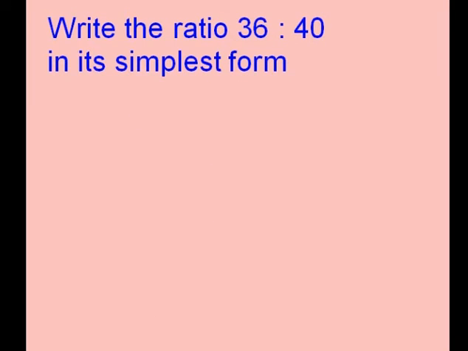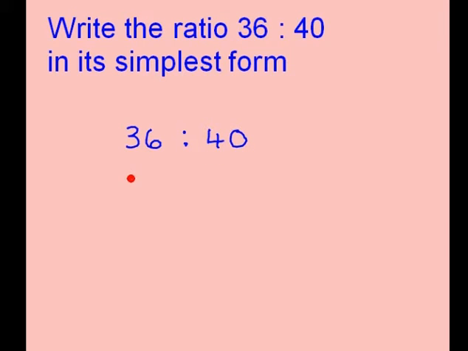I'm now going to look at this ratio, 36 to 40. Obviously, I don't want to draw 36 squares and 40 squares, so I'm going to do this one in a different way. I'm going to do this just by looking at the numbers. The ratio is 36 to 40. The first thing I notice is that I can halve both these numbers.